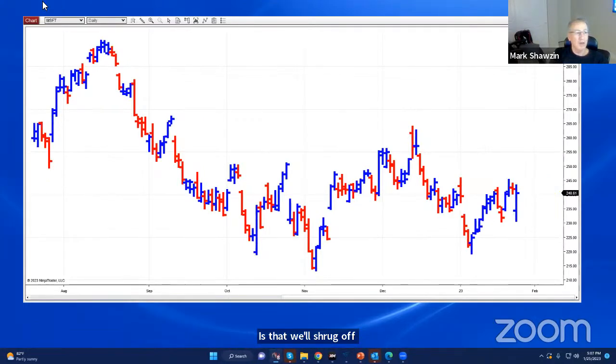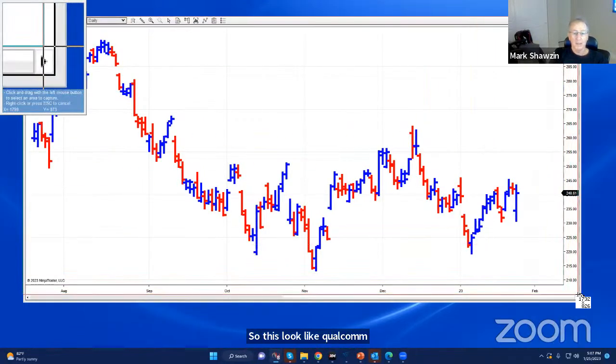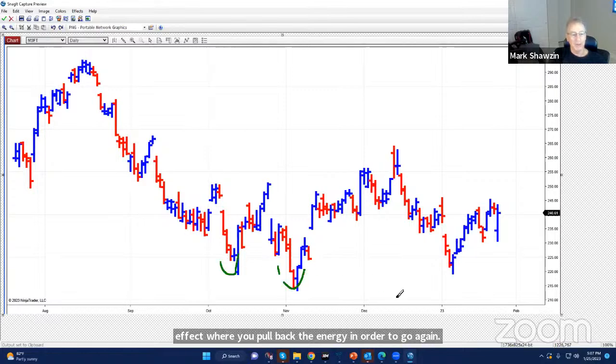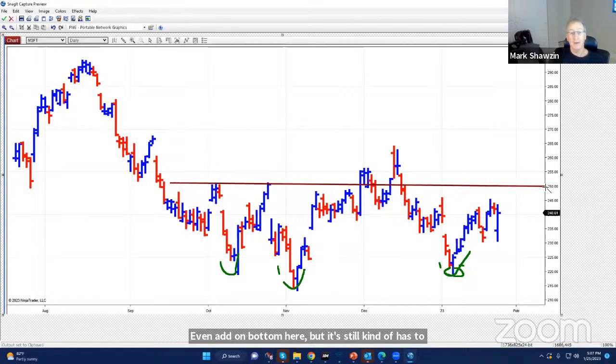So this looked like Qualcomm. And I said this the other day, this is where the problem was. You had a reversal here, and to me, getting above that was going to be a problem. But now you've kind of set the table. I always look for what I call this elastic band effect, where you pull back the energy in order to go again. So now you look like Qualcomm here. This is what we call an Adam and Eve bottom, where you've got two bottoms in one place and then a single bottom in the other. It's kind of a classic, even Adam bottom here, but it still has to go through this neckline at around 250.